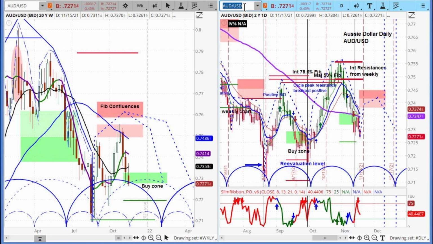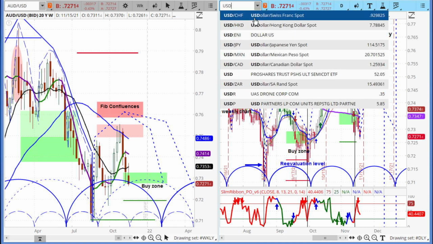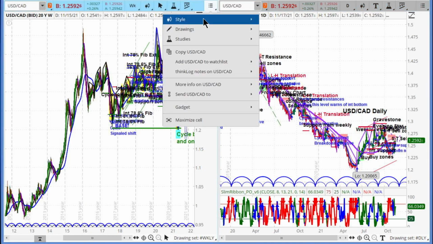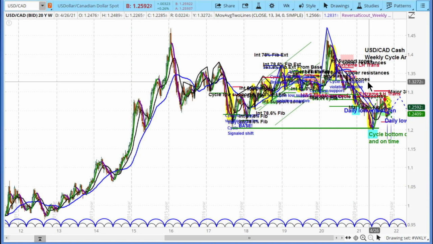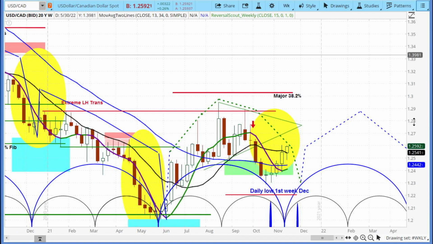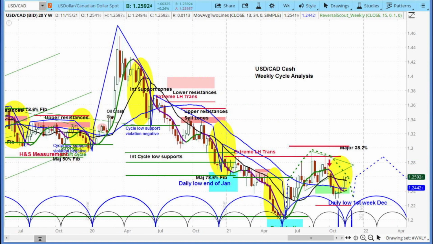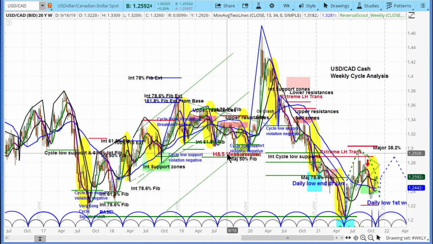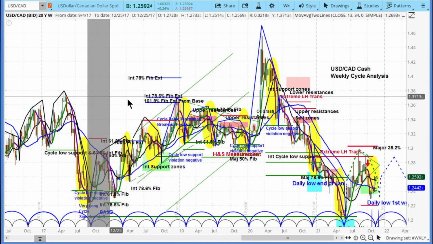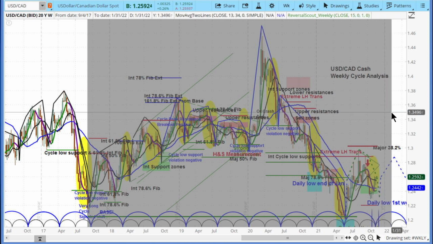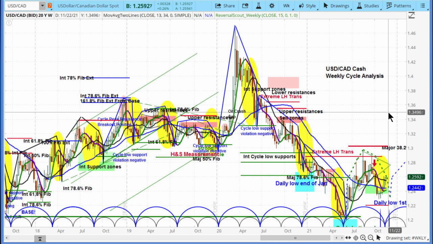Next one we look at is the US dollar versus the Canadian. Earlier in the show, when I was doing the energy analysis, I referred to this, saying that the dollar versus the Canadian is quite strong relative to the pattern. Now, for those of you that are looking at this for the first time, those yellow areas that you see are the corrective phases in the cyclical patterns.